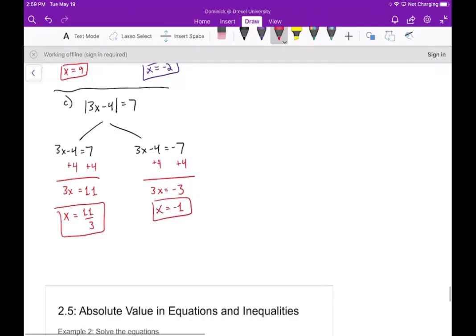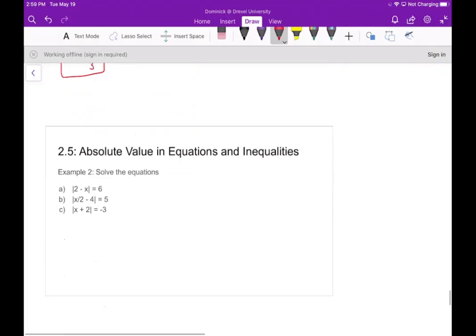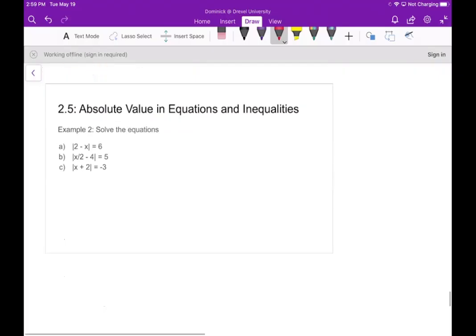Okay, so that's sort of some basic absolute value ones. Okay, now for part A in this one, we sort of have the same idea, where we have absolute value of 2 minus x is equal to 6. Okay, so if we do what we did before, since our absolute value expression is by itself and it's equal to a positive number, this means that either 2 minus x is positive 6 or 2 minus x is equal to -6.